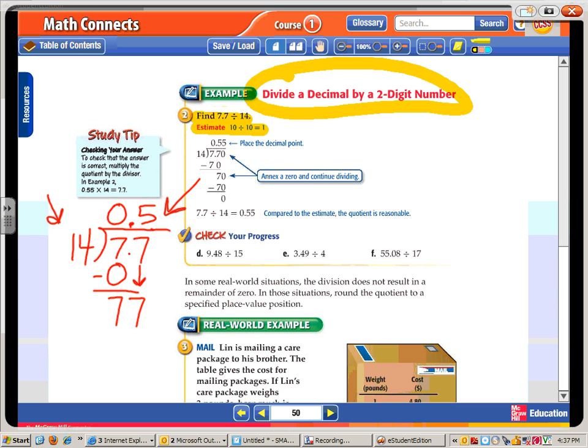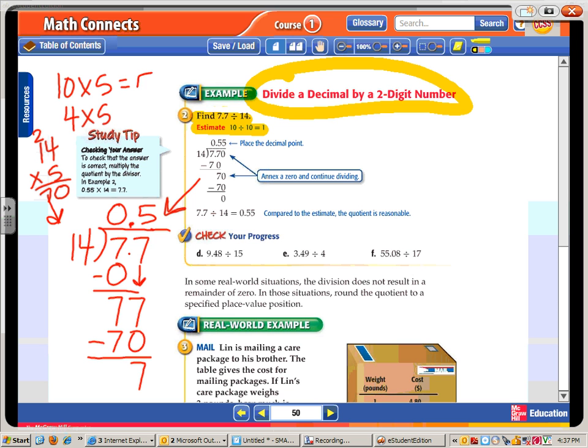Then some kids, what they do on the side is then take 14 and times it by 5. 5 times 4 is 20. I have 2 extra 10s. 5 times 1 is 5, plus 2 is 70. And so what I've done is I've used 70. I'm going to subtract. I still have 7 remaining. Okay, so doing the multiplication on the side, or sometimes you can do it in your head, by saying 10 times 5 and 4 times 5. Well, I know 10 times 5 is 50, 4 times 5 is 20. Add those together. Okay, either way works too.